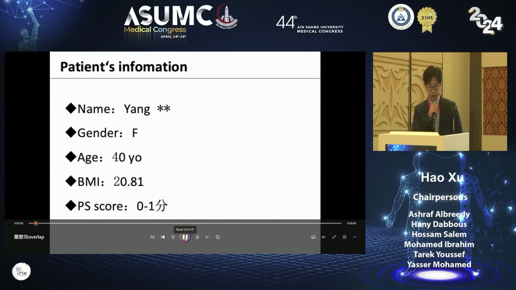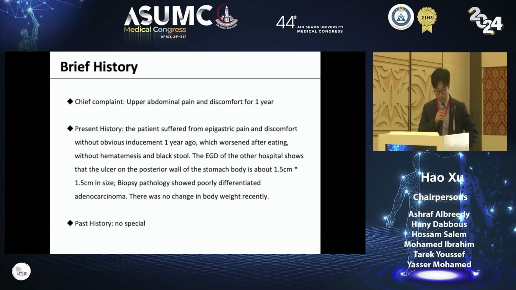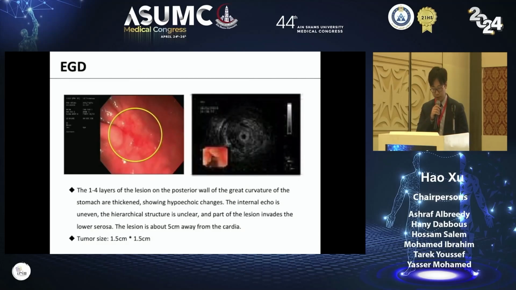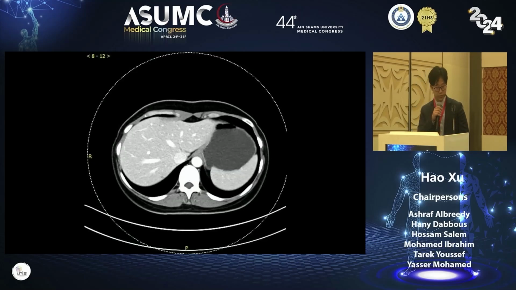Here is the patient's information. It's a thin female. The patient suffered from upper abdominal pain and discomfort for 1 year, and there is nothing special in the past history. In our hospital, the EGD shows the 1 to 4 layers of the lesion on the posterior wall of the great curvature of the stomach thickened. And the CT scan also shows similar results.